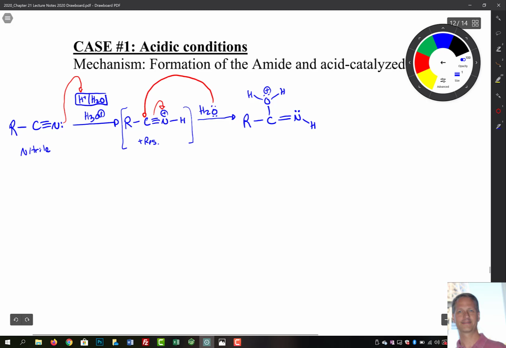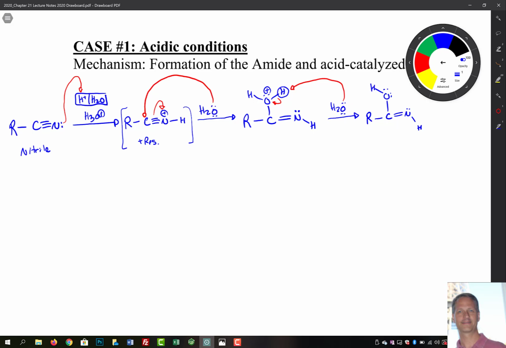Then we're just going to move in a forward direction. We're going to deprotonate this by using a molecule of water. So swing around and grab that hydrogen, and voila. That gives you your R group, your COH, and then your nitrogen with your H group, just like so.